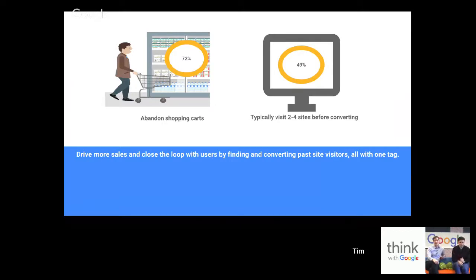And then as a benchmark for the UK, somebody visits the site between 2 and 4 times before converting. So again, all the more important to have a sound audience strategy to make sure that we're not losing traffic that is going to convert by not being present again. So again, just drive more sales by closing the loop a little bit by having a fully fledged audience strategy for your search campaigns.